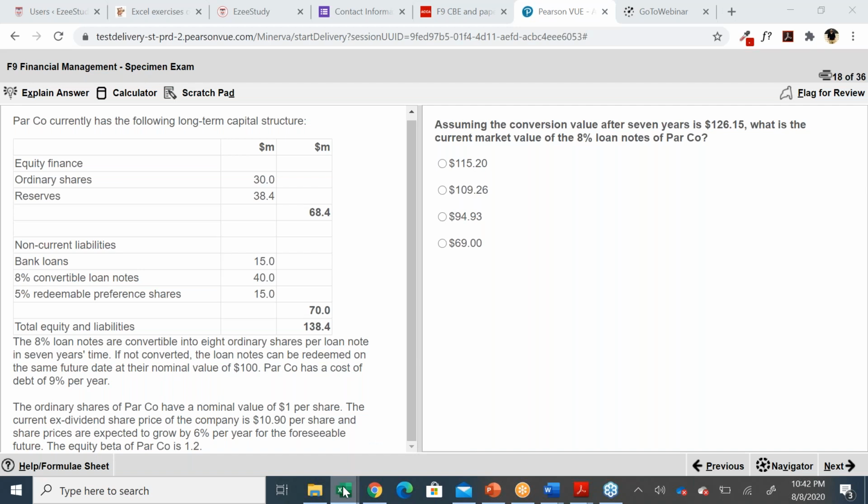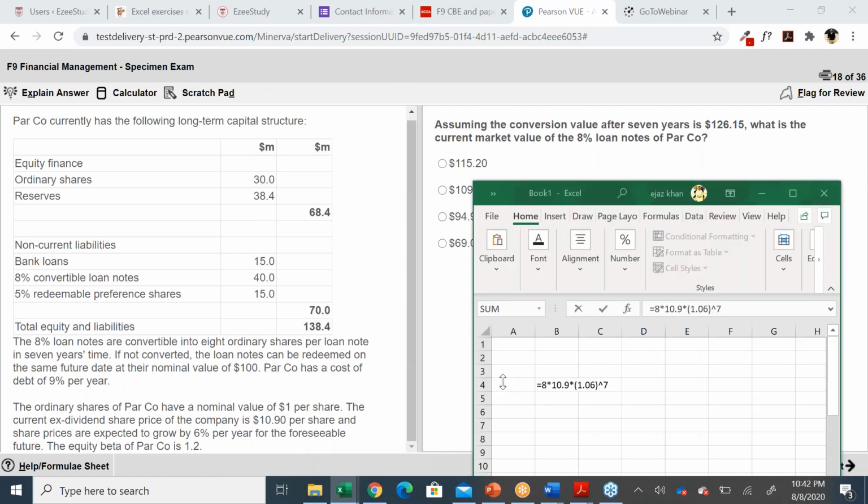So let me solve it. All we have to do is to calculate the present value of interest payments and the conversion value, because the conversion value is higher than the redemption value. So we should use conversion value. So the interest is 8% of $100, which is $8, for 7 years, into the 7 years annuity factor.